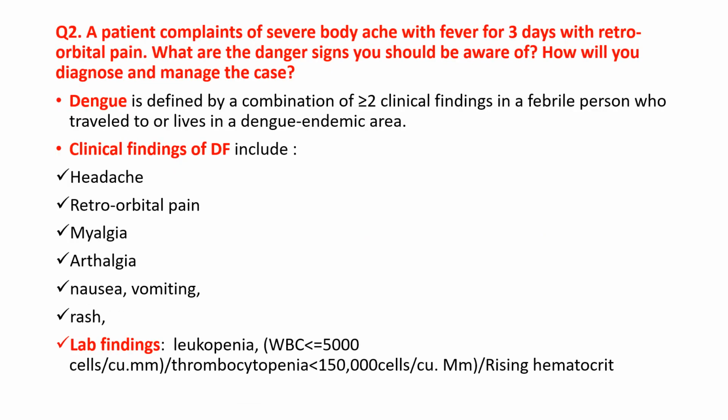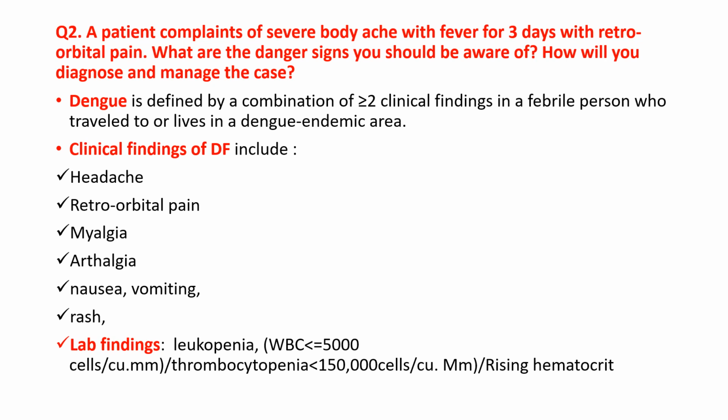To the next question. A patient complains of severe body ache with fever for 3 days with retroorbital pain. What are the danger signs you should be aware of, and how will you diagnose and manage the case? Well, as you've already guessed by now, it is a case of dengue. But there is a way of presenting your answer.